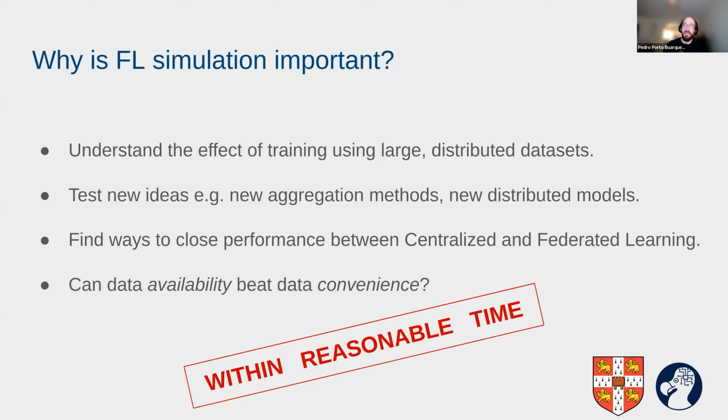And that leads us to a kind of ultimate question that at least I want to answer, which is, can data availability, meaning all the data that you can unlock with federated learning, possibly beat the convenience of being able to train everything centralized? Could we actually outperform centralized learning? But obviously, we want to do this within reasonable time. Our experiments should finish at least within our deadlines, right?